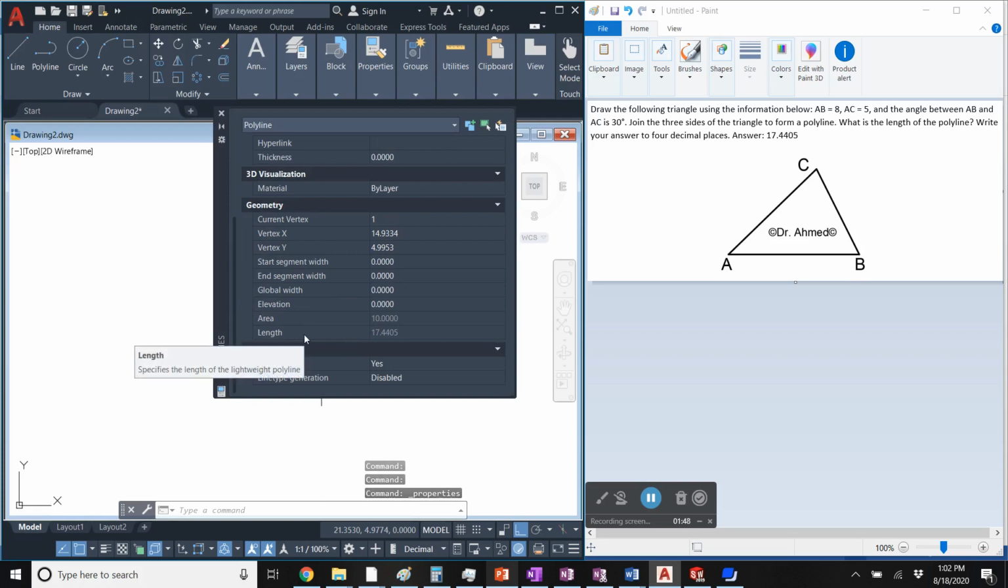and make sure to see the length information here. You'll find the length here, 17.4405.